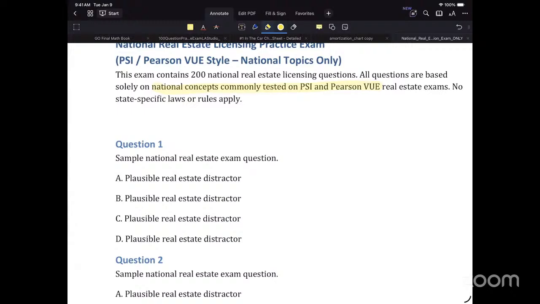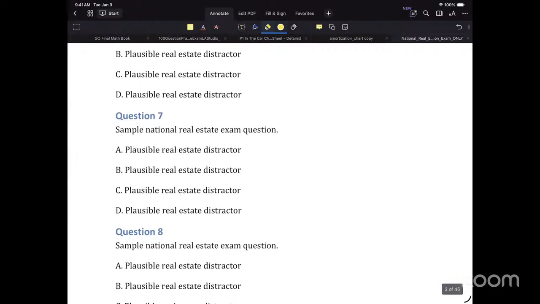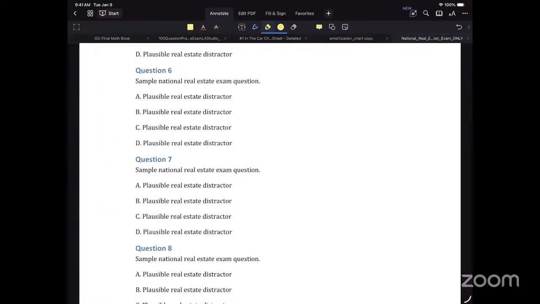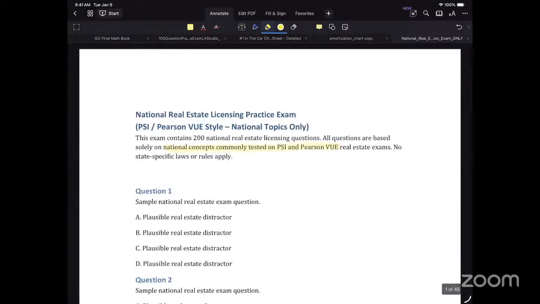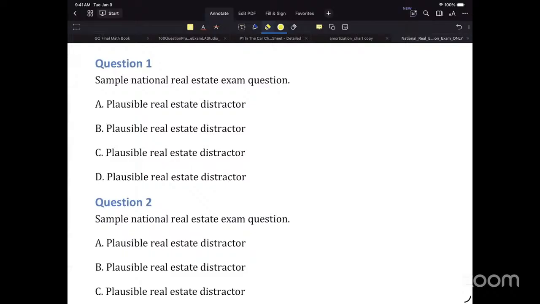Like seriously, you guys, you can even tell it to plan my weekly grocery shopping list, and these are the kinds of things that I like, and give me recipes, and it'll do all that kind of stuff for you. And in a moment of, okay, ChatGPT, pull it together. How's this helping me, ChatGPT? Question one, sample national real estate exam question. Plausible real estate distractor, plausible real estate distractor, plausible real estate distractor. Okay, that's okay. This is why we work with ChatGPT a little bit.